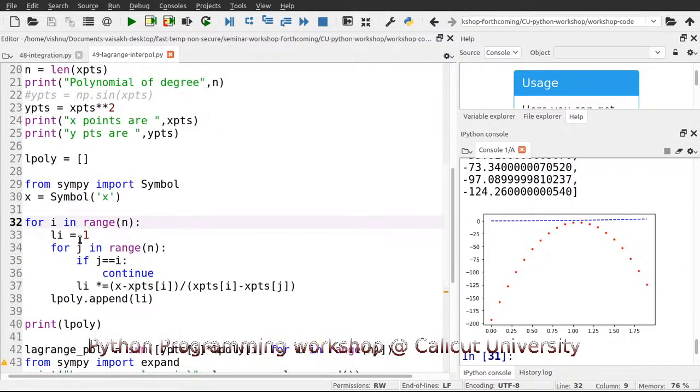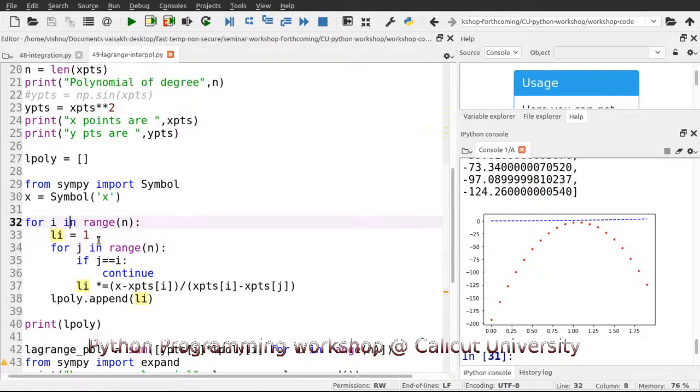For i in range 1 to n, what are the things that we are trying? So we need to construct the Lagrange functions. The individual functions we are constructing using the formula, a product over j from 0 to n, of (x minus xj) by (xi minus xj). Okay, let us see if Li(x) is correct or not. Where is Li(x)? This is what Li is.